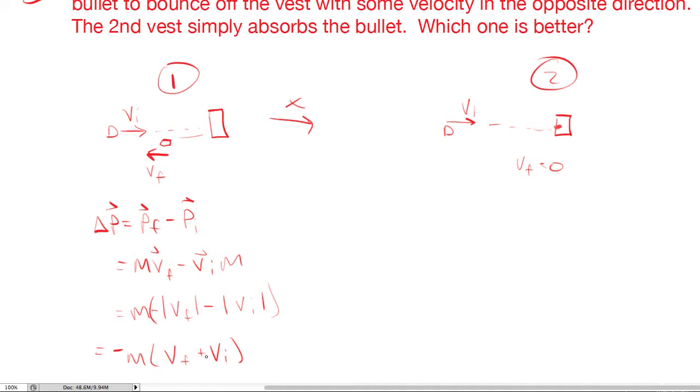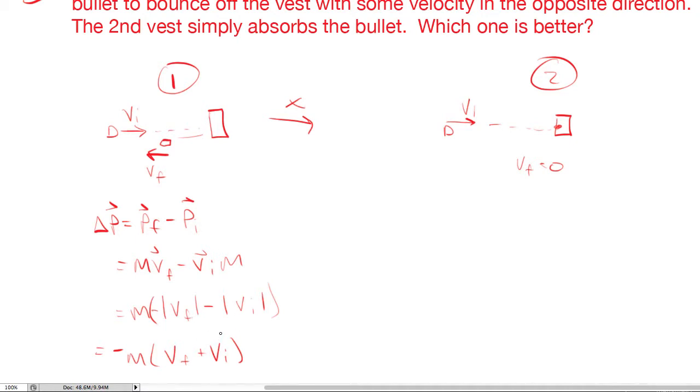Why did you have the negative sign in front of the final velocity? Right here? Yeah. Because remember, it's a vector, so we have to have a direction. The final velocity is in the negative x direction, so I just put negative times the magnitude of my velocity.